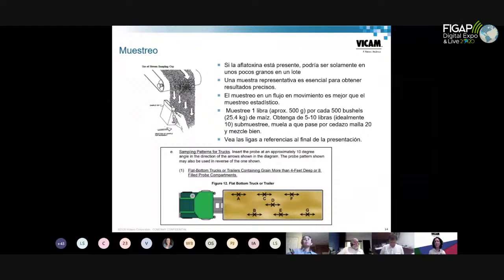However, if you do have a static lot, it's important to probe in a number of different places in a lot in a random probing pattern.